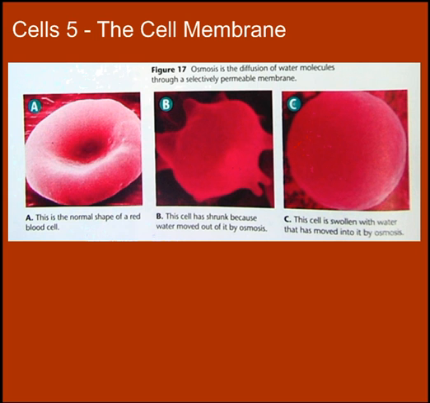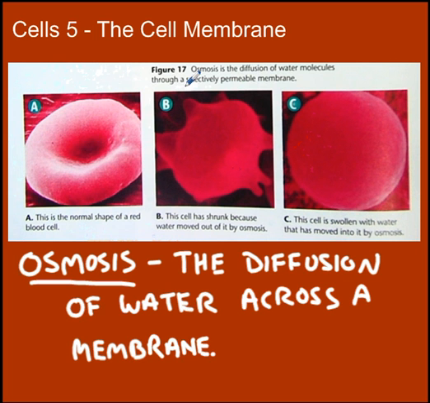Now, there's a special kind of diffusion called osmosis that you should be familiar with. Osmosis is the diffusion of water across a membrane. The cell membrane is said to be selectively permeable. Permeable means that it allows things to move through it, but the membrane is being selective. It allows certain things through and will stop others. That's what selectively permeable means. Now, back to osmosis. Osmosis is the movement of water across a membrane. The water will diffuse, going from high concentration to low concentration.